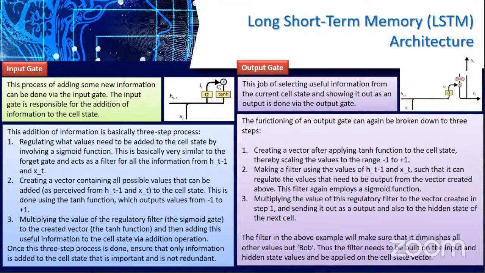The second step is that it will have a filter which will use the values of x suffix t minus 1 and x suffix t, and it will try to regulate the output by using a sigmoid function. Then the third step is, it will multiply the value of the regulatory filter with the vector which we created in step 1, right? Step 1 is what you see here, where we are creating a vector, and it will send it to the output and also to the hidden state of the next cell. Okay, so this is how LSTM works.